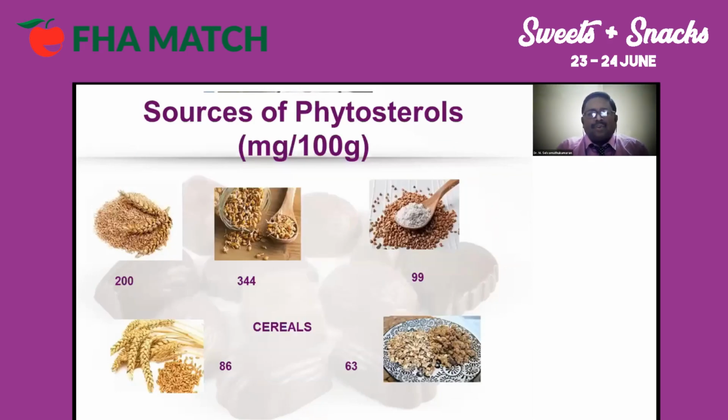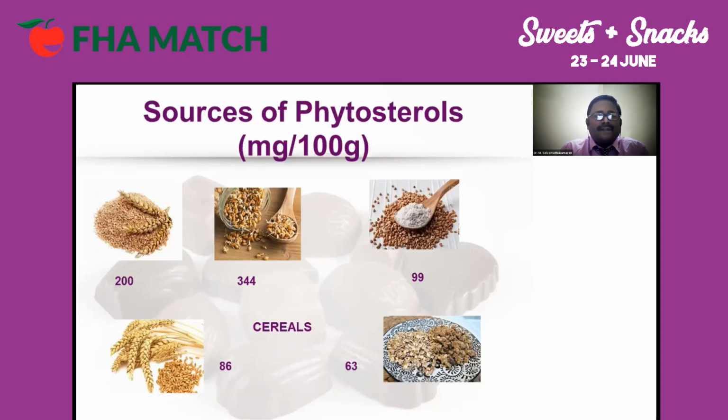Now let us see the sources. So these are the pictures. Here you can see the total phytosterols represented in milligram per 100 gram. Among the various pictures, wheat germ recorded the highest phytosterol content, that is 344 milligram per 100 gram, followed by wheat, buckwheat flour, as well as muesli, which recorded very low, that is 63 milligram per 100 gram of phytosterols.